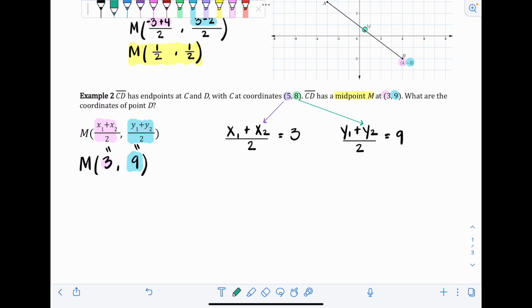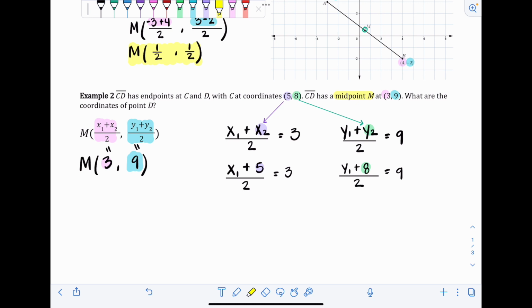And once I put those in, I'll only have 1 unknown, so I'll be able to solve for it. So it would be x1 plus x2, which was 5, over 2 equals 3. And then, I put the 5 in for x2, and now I'm going to put the 8 in for y2. So it'd be y1 plus 8 over 2 equals 9. So now my x1, y1 are my only unknowns. Those are going to end up being the other endpoint.